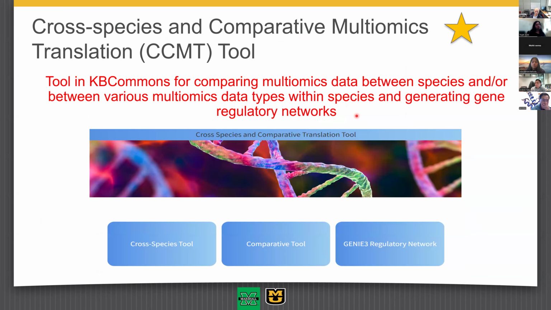Now, the second tool is CCMT, and the name is a little mouthful. It's the cross-species and comparative multiomics translation tool, and that's because it actually does quite some fascinating things.